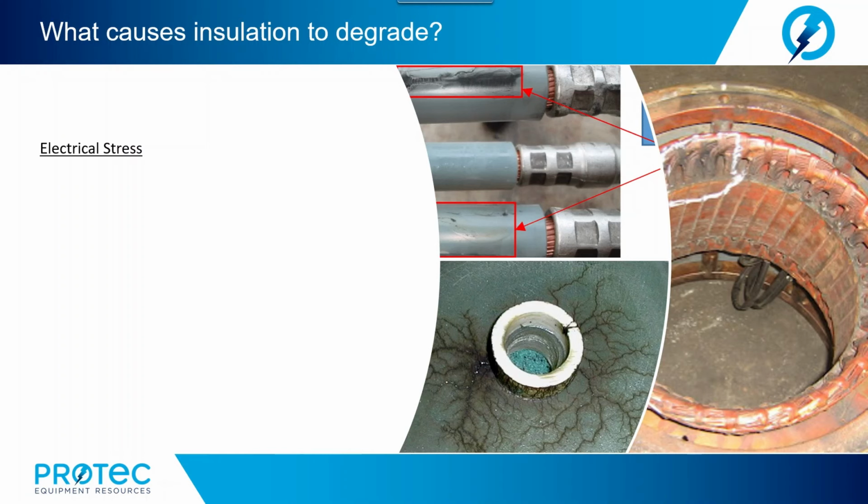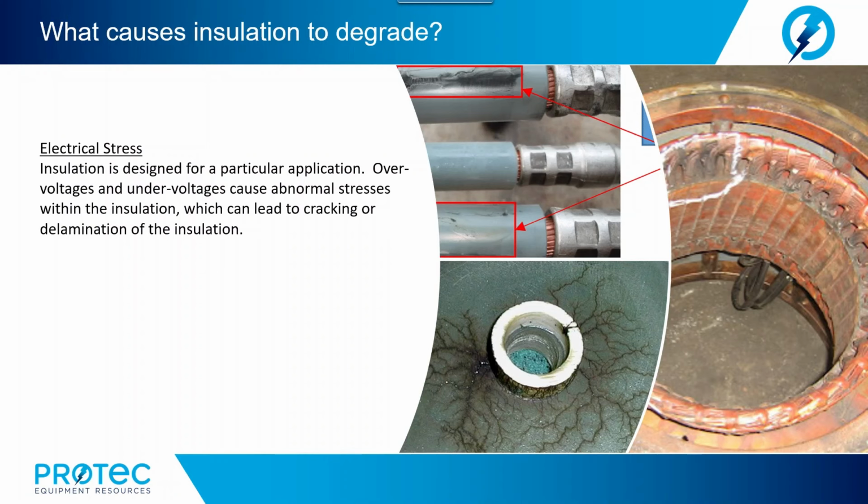Now, let's move on and talk a little bit about what causes the insulation to degrade. We'll start first with electric stress. Insulation is designed for a particular application, obviously. Overvoltage and undervoltage cause abnormal stresses within the insulation, which can lead to cracking or delamination of the insulation.